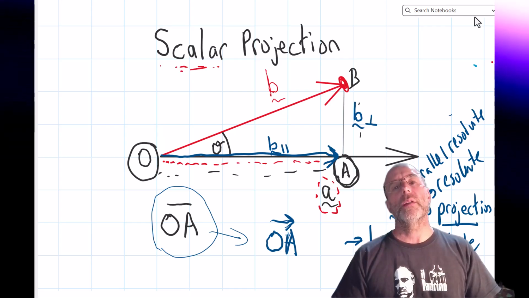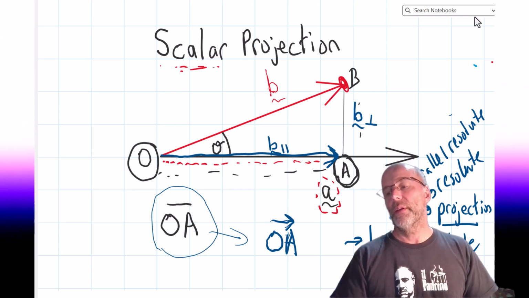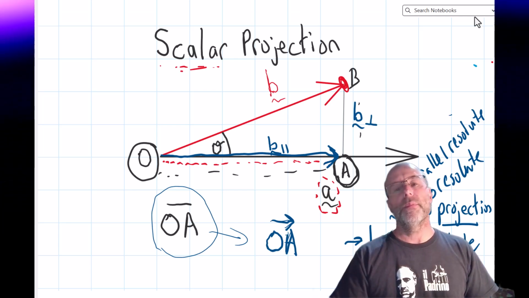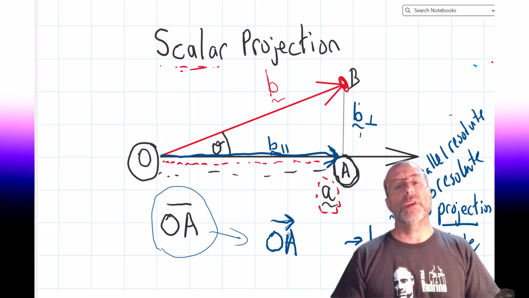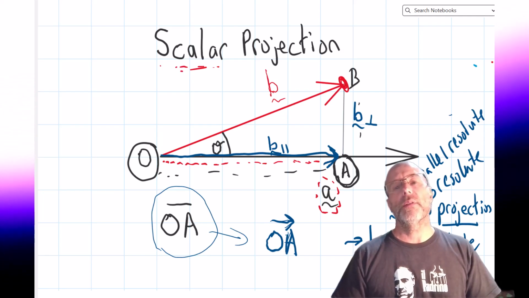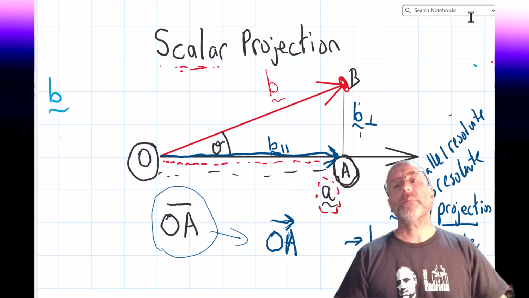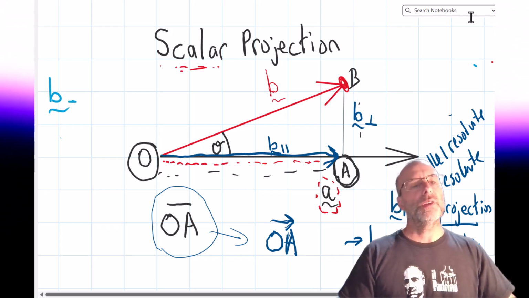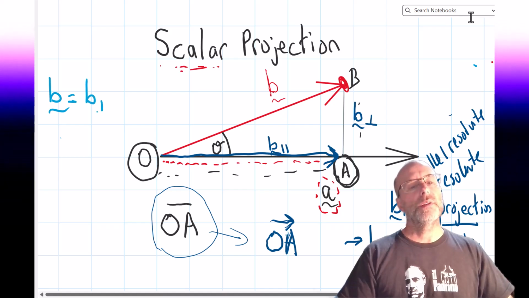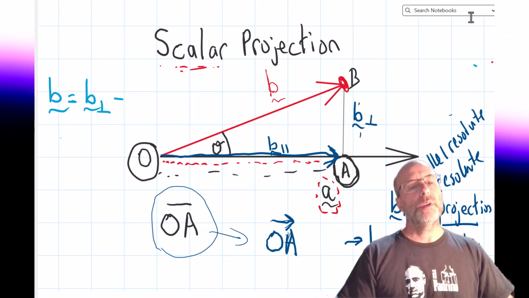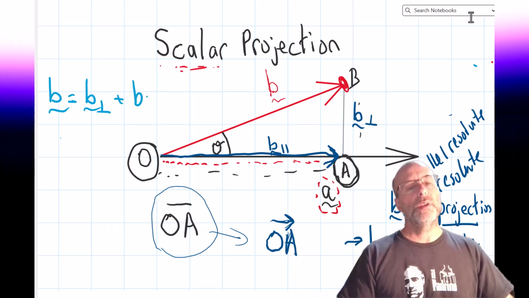Now let's look back at the diagram yet again. We've got vector addition or vector subtraction, whatever you want to say, apparent there. So now we can see that vector B is the perpendicular resolute plus the parallel resolute.